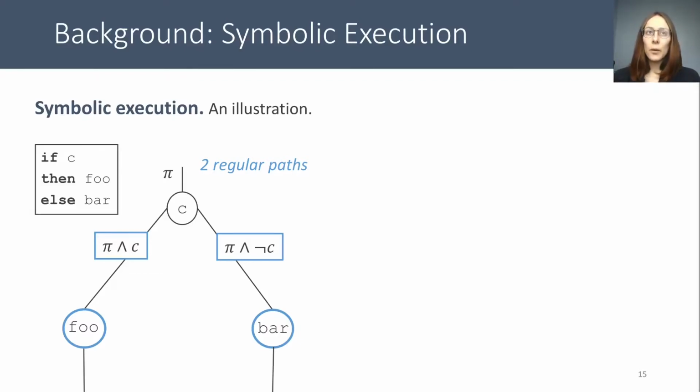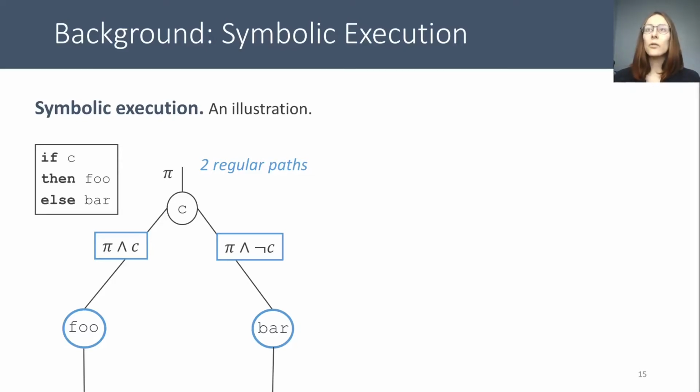In our example, after the evaluation of the conditional branch C, symbolic execution forks into 2 paths. On the first path, it executes the function foo and adds the condition C to the path predicate, while on the second branch, it executes the function bar and adds the negation of C to the path predicate.